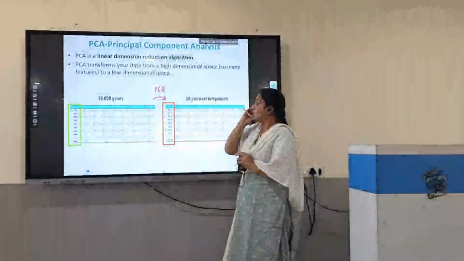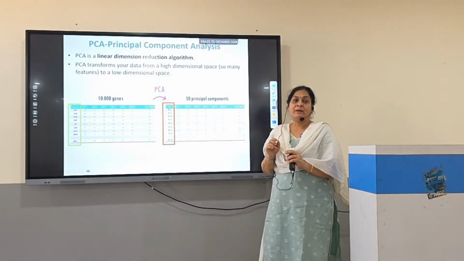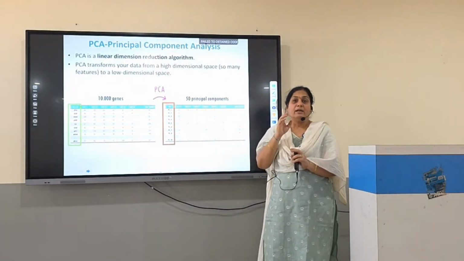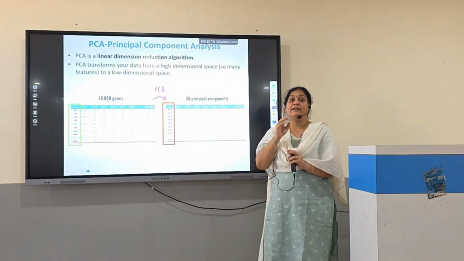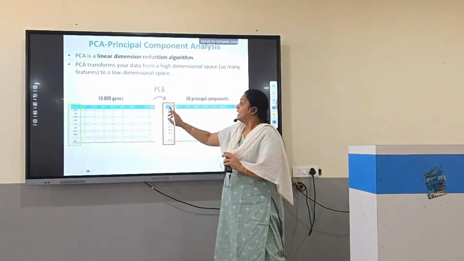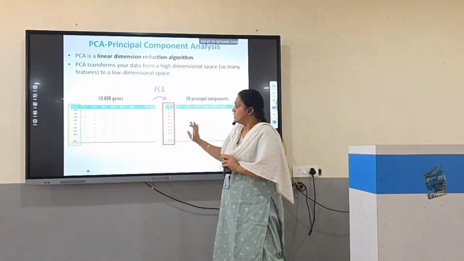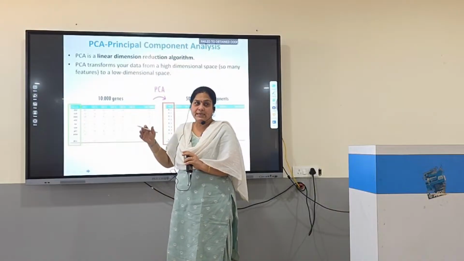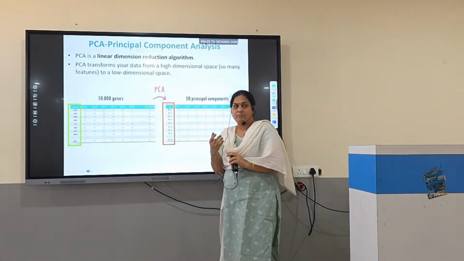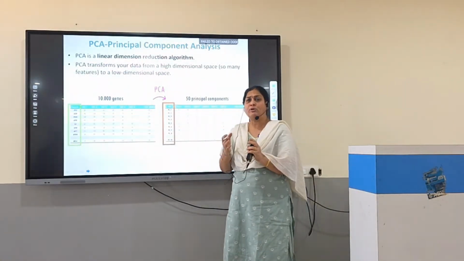Next, this is a linear dimensionality reduction algorithm. What do you mean by that? It can be applied to linear data, where the data set should have linear attributes. Then only you can apply PCA. It transforms your data from a high-dimensional space to a lower-dimensional space. So, for example, as I was saying, in genetic data or biology-related data sets, there will be a huge number of dimensions.